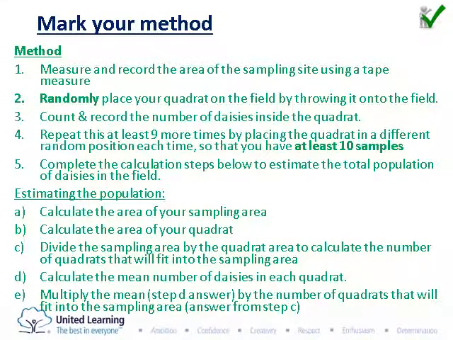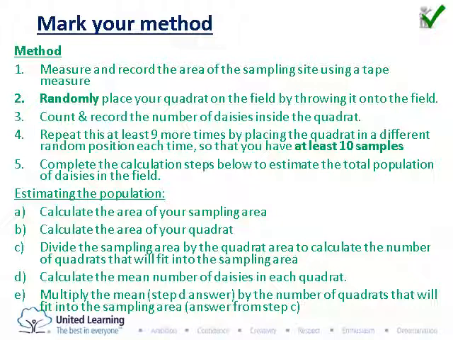I want you to check your answers, and basically, I've split it up into 2. I've split it up into your method and your calculations. So you measure and record the area. You randomly place your quadrat. Count the daisies in your quadrat and record it. And then you repeat that so you have at least 10 samples.